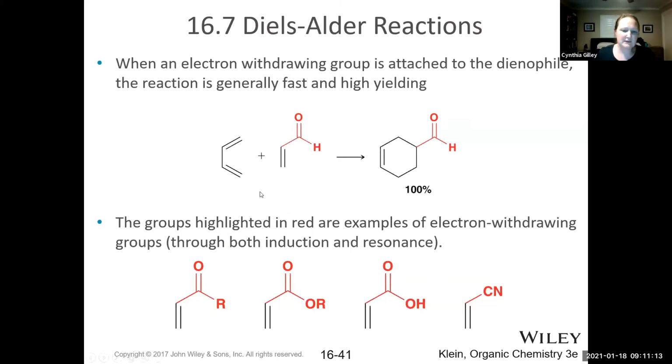Here's some other examples of different electron withdrawing groups that can be attached to the dienophile to make for a very favorable Diels-Alder reaction. You might note that these groups withdraw electron density through induction, which means through the sigma bond network, but also through resonance because of the conjugated pi system. So in fact, these dienophiles are actually dienes. They are conjugated dienes, but only the two carbons in black are actually getting incorporated into the ring, and the electron poor component of the diene, which is actually called the dienophile, ends up outside of the ring.